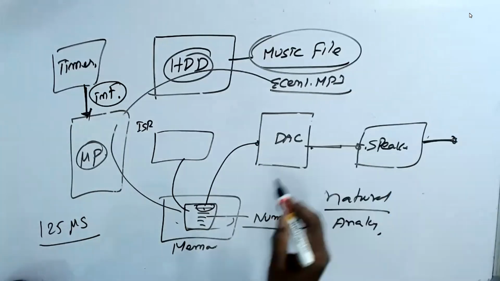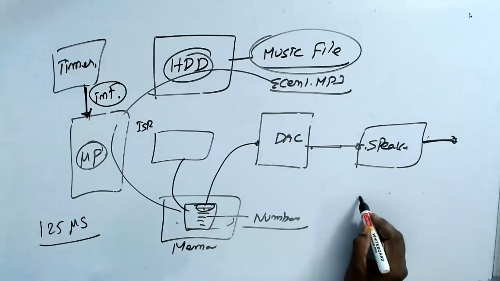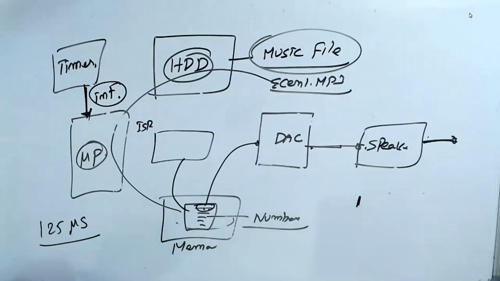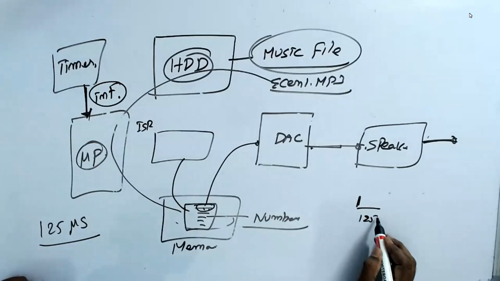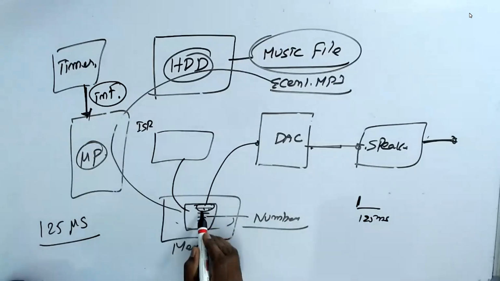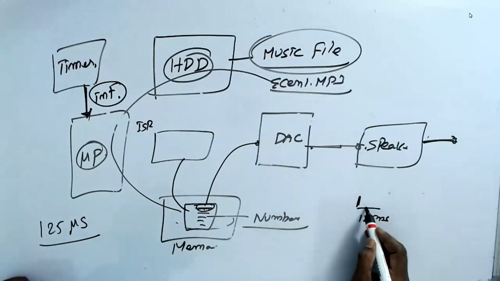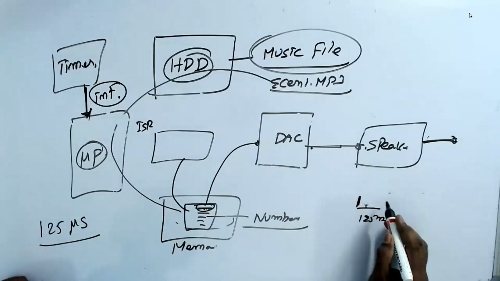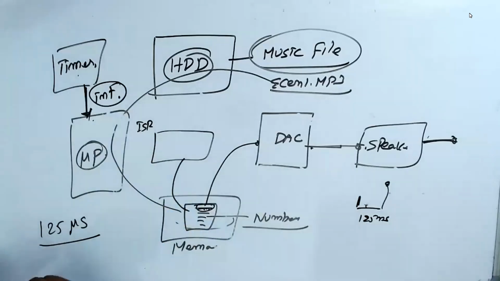So the DAC, based on the number, you will get a small voltage. Then after 125 microseconds, I will go and read the second number. Then I will send it to the DAC. That time the DAC will put out the other voltage. After 125 microseconds, see, find out why I'm telling you.